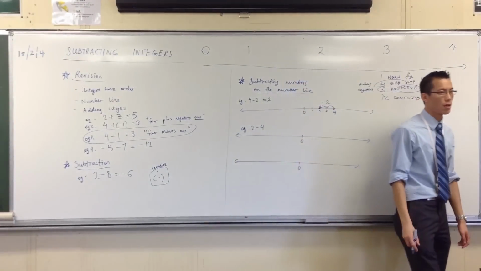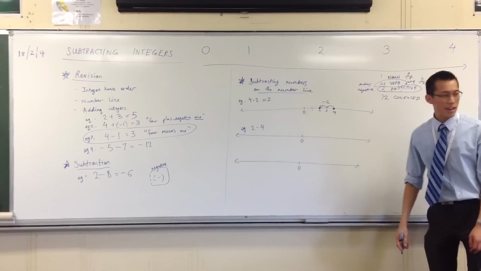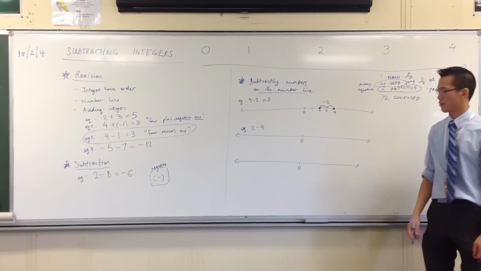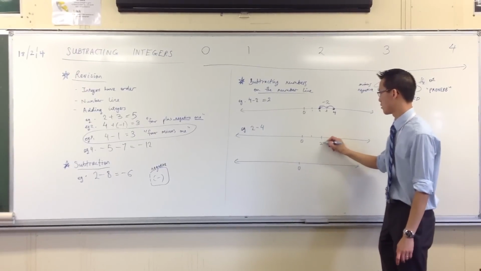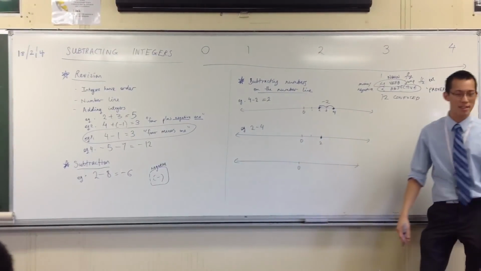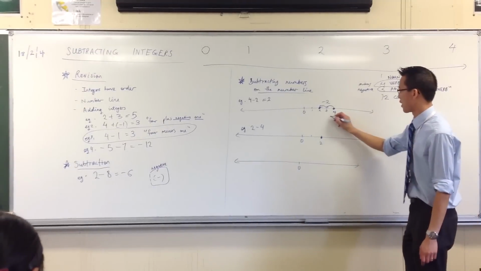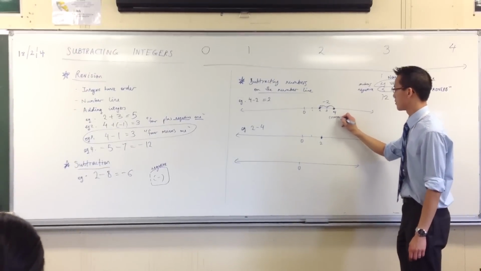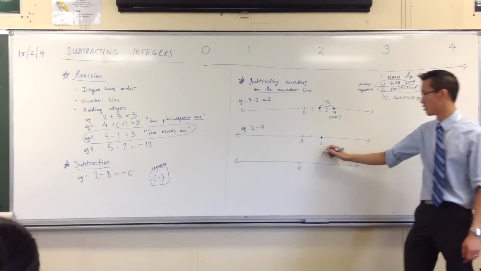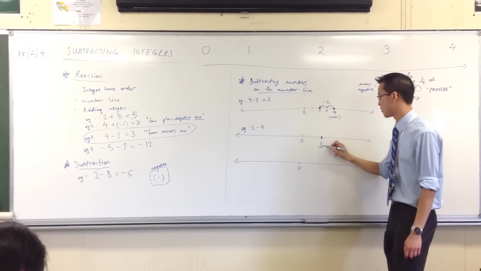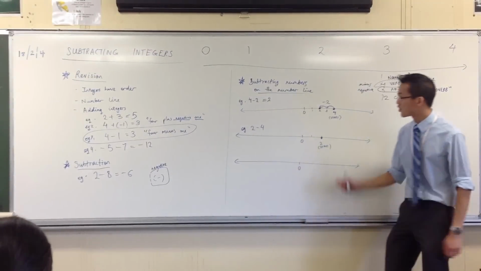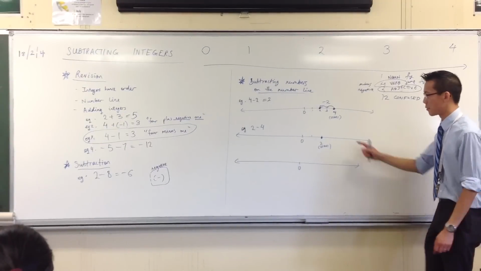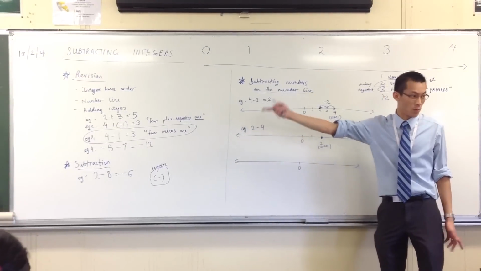2 minus 4. So where shall we start? Well, you start with the first number, don't you? So 2. Okay, there's my start. Maybe I should label that there. Start there. Okay, this is 2, I'll start here. Now, when I'm subtracting 4, just like with my first question, I'm going to go that way. That 4 units. Okay?